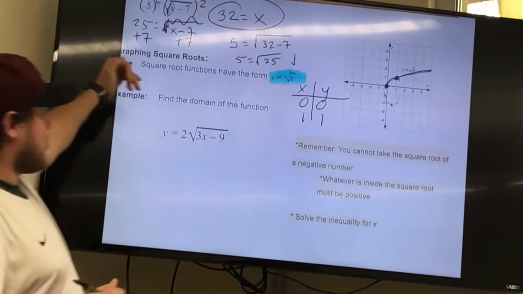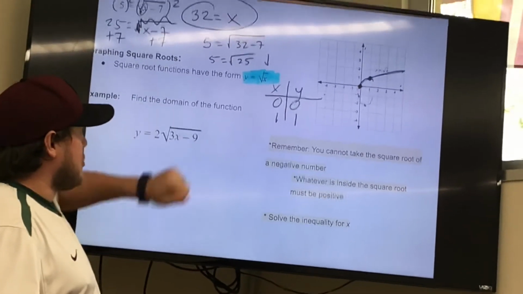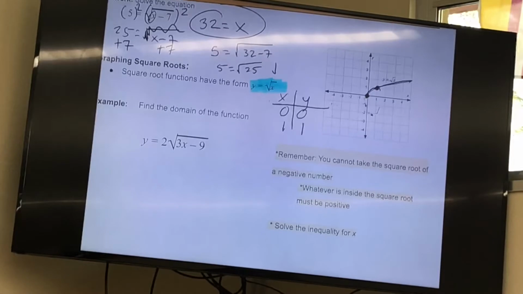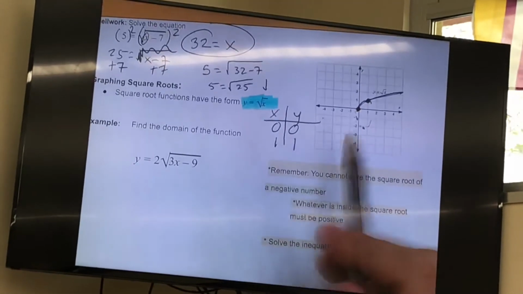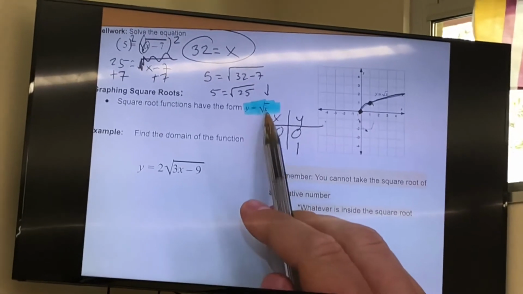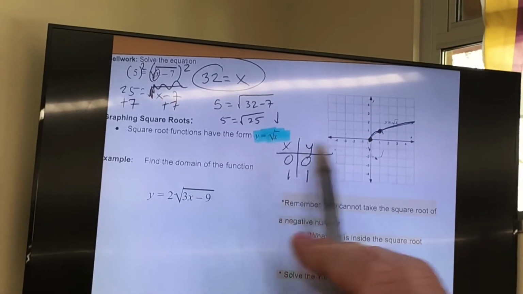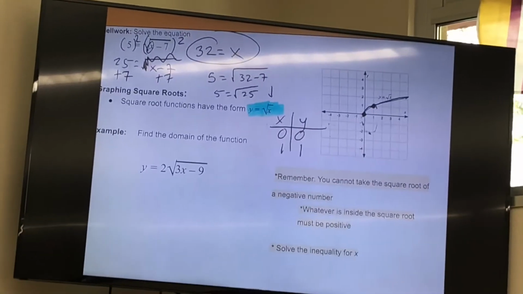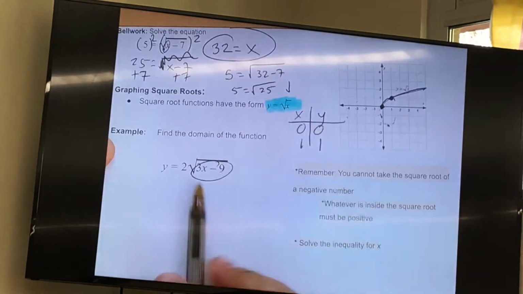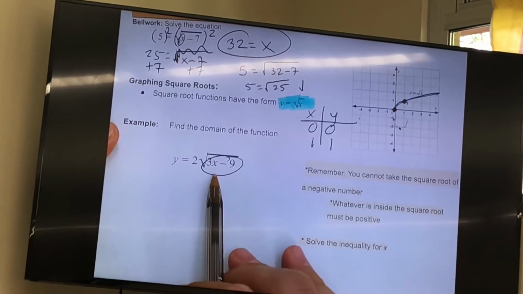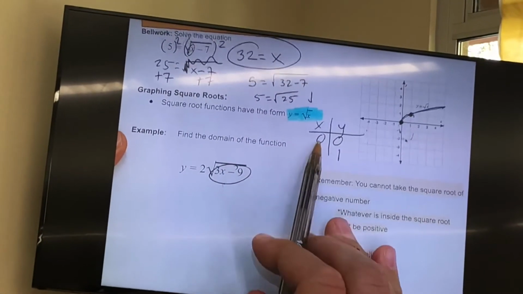So the first question again is going to be just to find the domain of the function. It's not going to be graphing it, but remember up here we couldn't have a negative square root. So what we need to do is the first point here was x equals 0. We want to set this equal to 0 so we can find the first point of the graph.